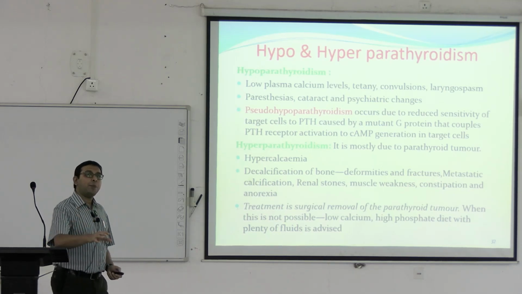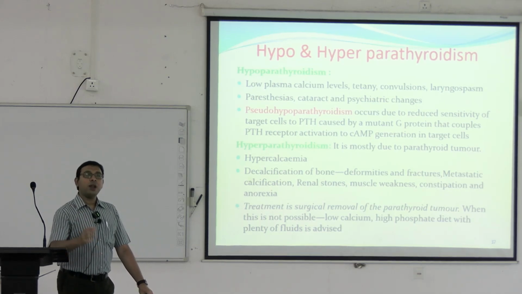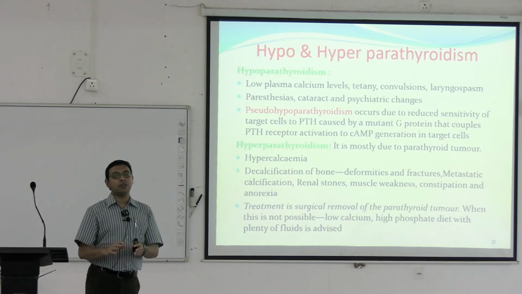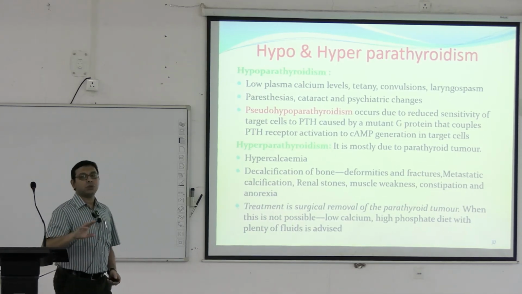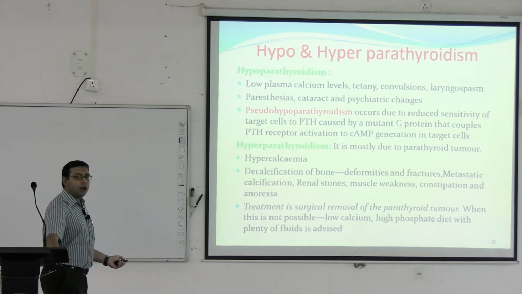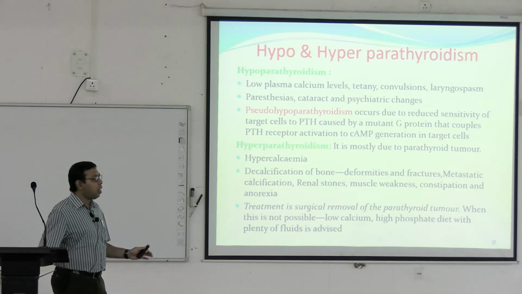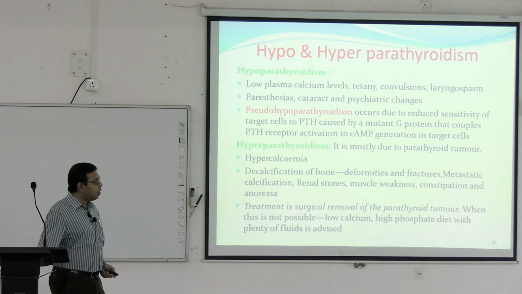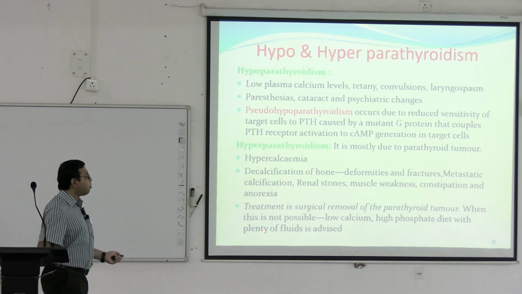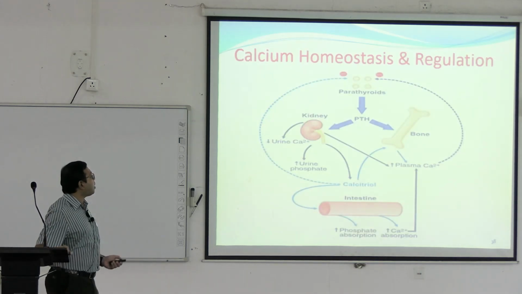So when there is hypocalcemia as well as hypercalcemia, the bones become deranged. When bone formation and bone resorption are not balanced, there will be derangement. All this would take place cyclically according to the physiological need. Treatment is mainly the surgical removal of the parathyroid tumor; parathyroidectomy is usually done. When this is not possible, a low calcium, high phosphate diet with plenty of fluids is given. So this is hypo and hyperparathyroidism.